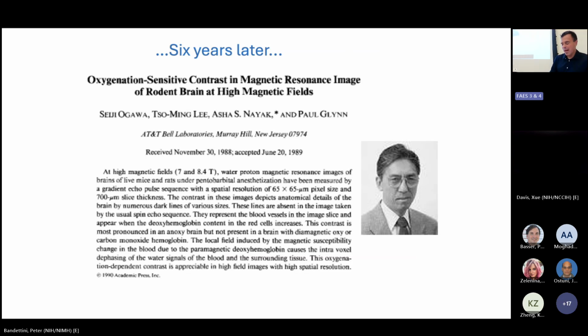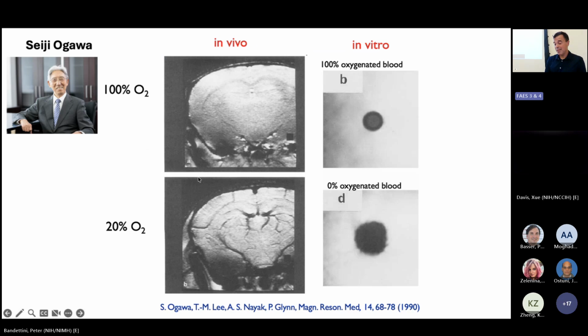So Seiji Ogawa came along, and he showed pretty nicely that in animal brains, breathing 100% oxygen versus breathing 20% oxygen, so he over-oxygenated their vessels versus having normal room air.